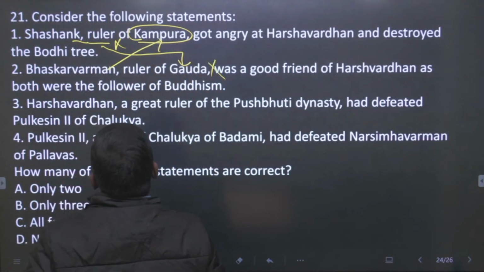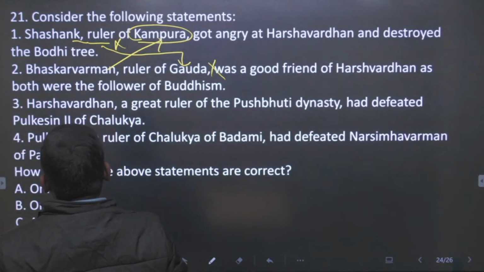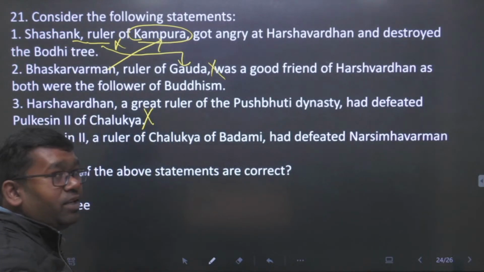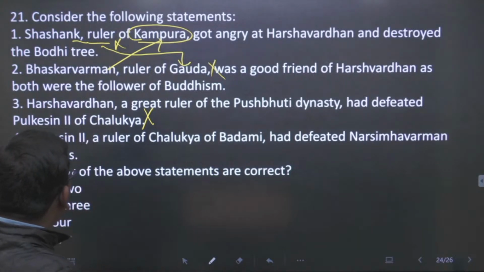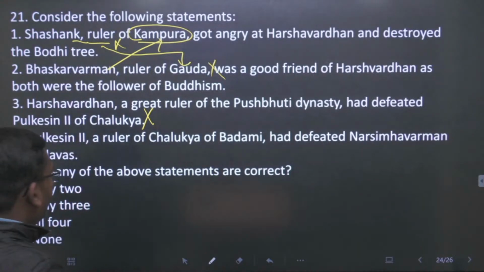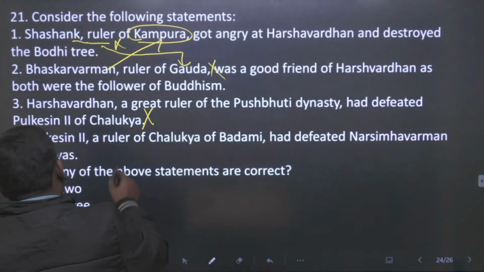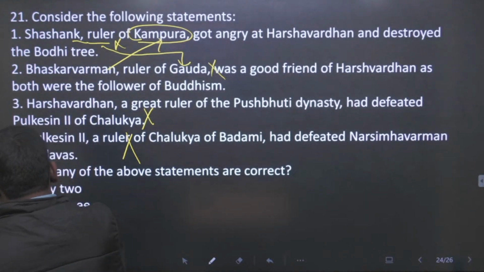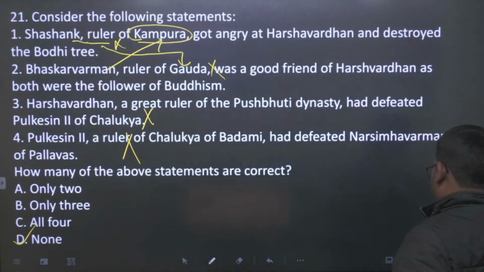Harshavardhana, a great ruler of the Pushyabhuti dynasty, had defeated Pulakeshin II of Chalukya. False, because he had not defeated him. He had been defeated. So the statement will be false. Pulakeshin II, a ruler of Chalukya or Badami, had defeated Narasimhavarman II. False, right? Why false? Because it is Narasimhavarman who had defeated him. So the answer will be none of the above. So none of the above will be the answer of this question.